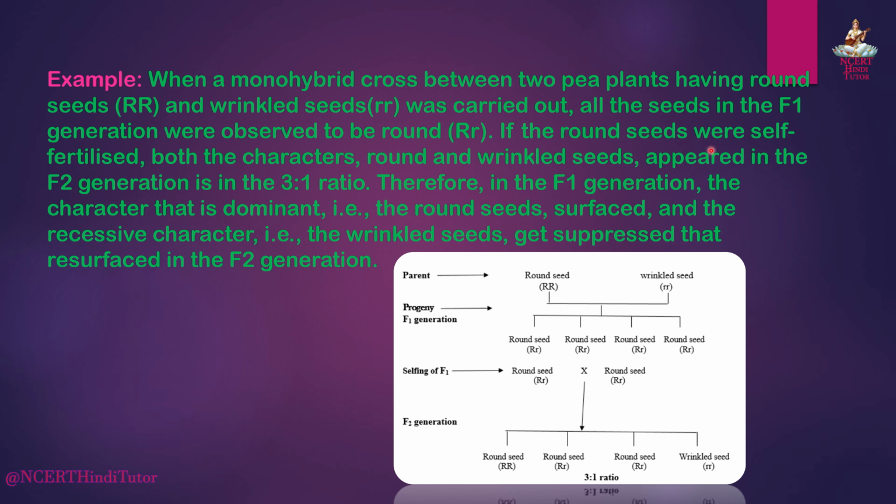If the round seeds were self-fertilized, both the characters round and wrinkled seeds appeared in the F2 generation in the 3:1 ratio. Therefore, in the F1 generation, the character that is dominant, that is the round seeds, surfaced, and the recessive character, that is the wrinkled seeds, got suppressed and resurfaced in the F2 generation. So friends, this is selfing of F1 and this is F2 generation. So you can draw the diagram.